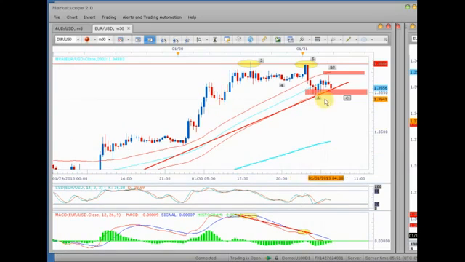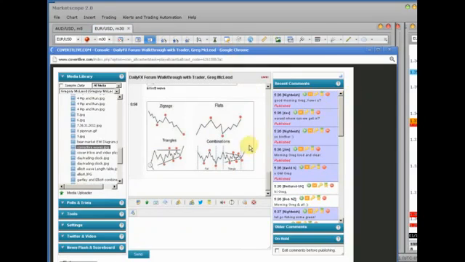Zigzags is what I'm anticipating, that if this breaks, I should get some type of a Fibonacci extension, okay, down there. Okay, if I get a flat, this other one here where A and B are equal, then I look for a break back up to the upside.